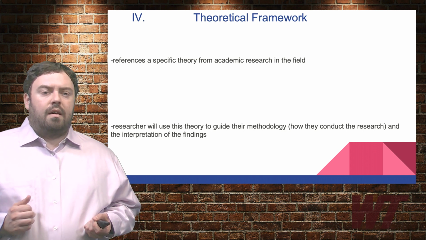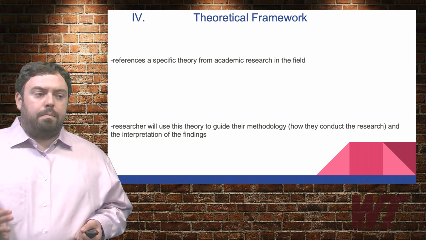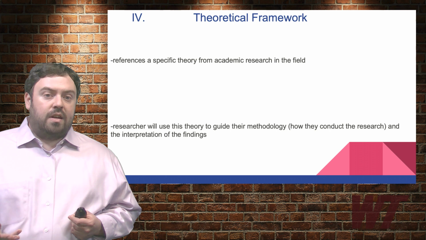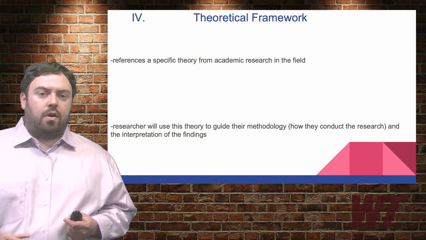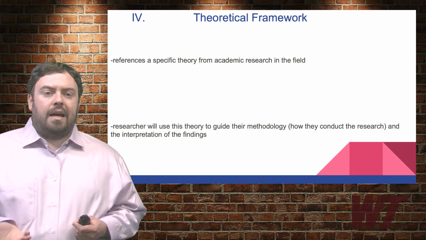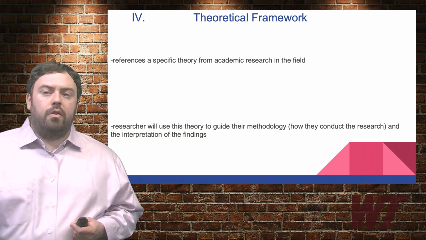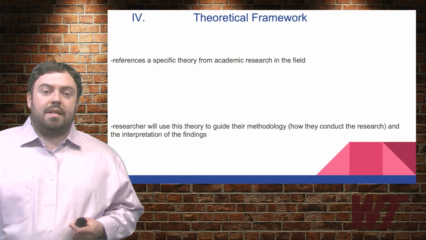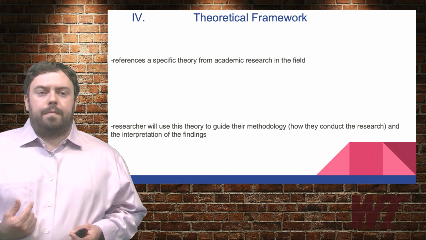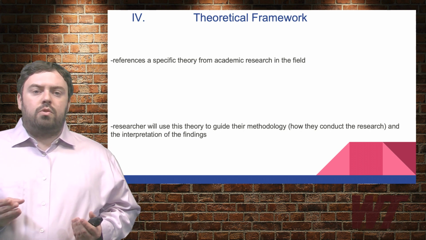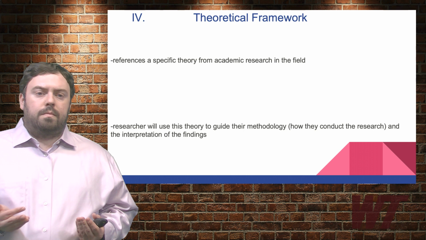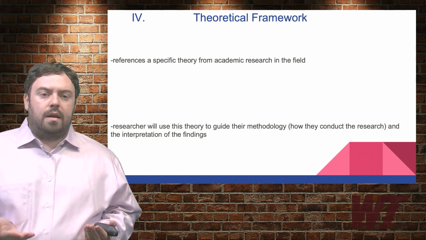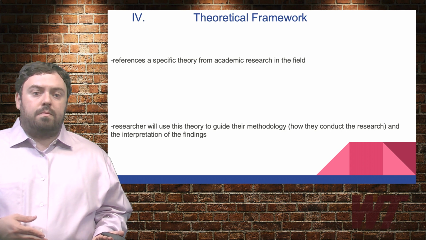And part of this, in your theoretical framework, it's important that you provide evidence for where this theory comes from. So the theory should come from academic research, it should come from other journal articles, or perhaps an academic textbook. And then you should cite or provide a general description of the theory, citing where you got that information.